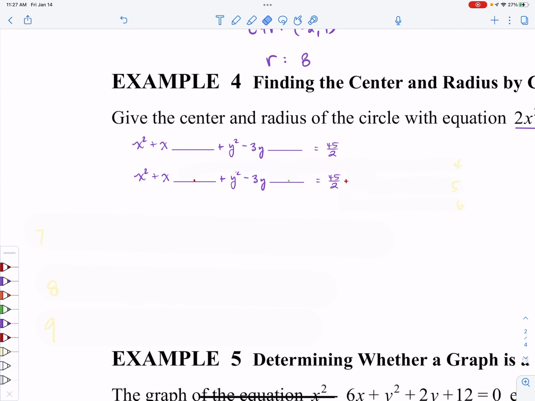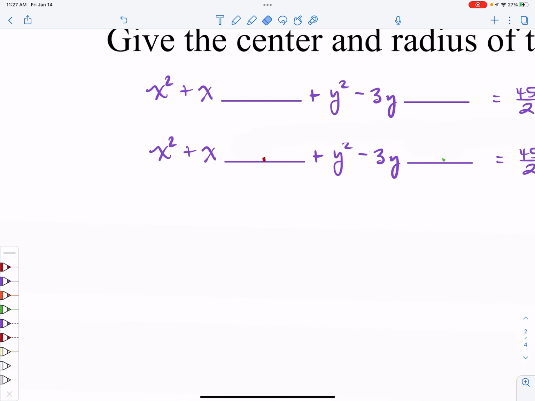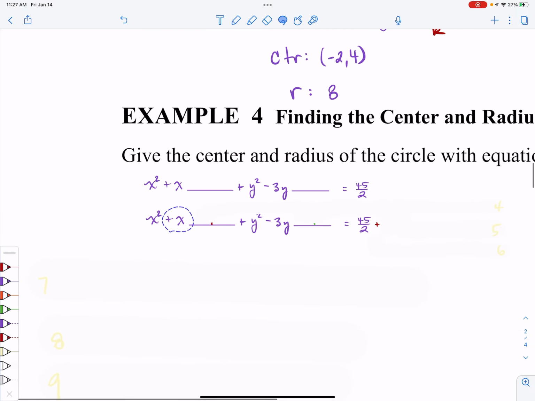One note on this, you do not need a calculator for this. On this one, fractions are actually easier to work with than decimals are, so I would strongly recommend just working with the fractions. They're not really that hard. Okay, so let's go ahead and take half of our b term. So half of 1 is 1/2, and then 1/2 squared, or 1/2 times 1/2, is 1/4. So I'm going to add 1/4 to both sides.